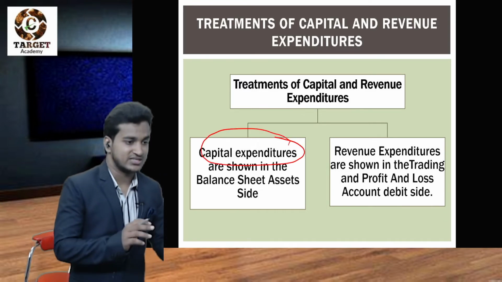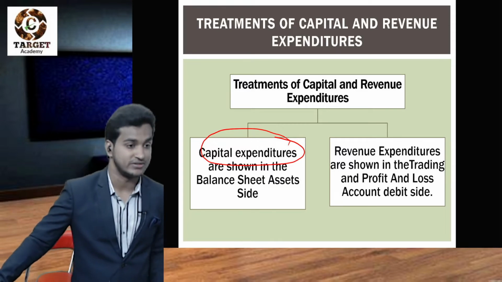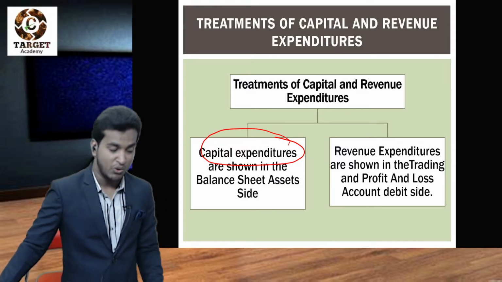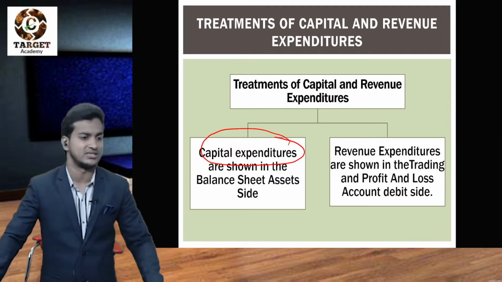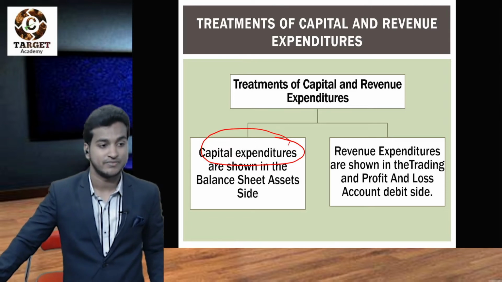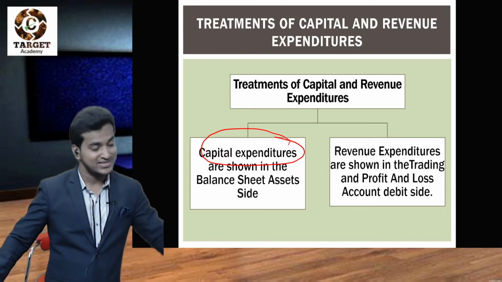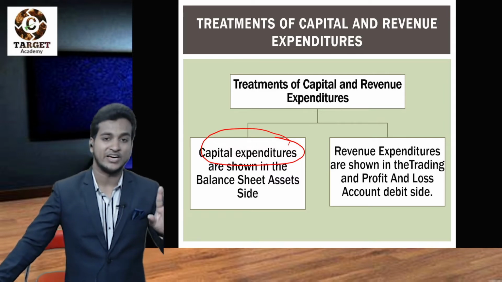Just now we discussed capital expenditure is asset, not expense. That means whatever expenditure we incur for acquiring the asset or improving the asset or altering the asset, ultimately we are getting a benefit from the asset. So because this is asset, it will come under balance sheet asset side, not a P&L account expense side.